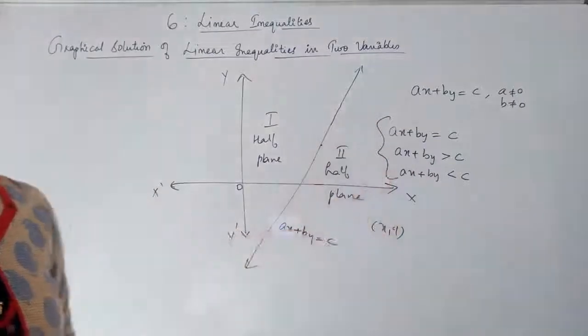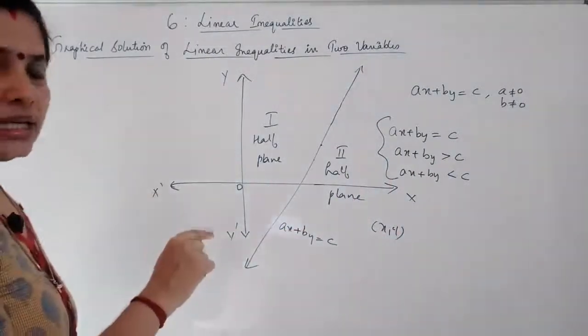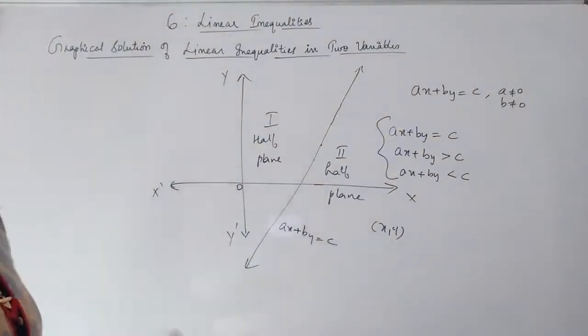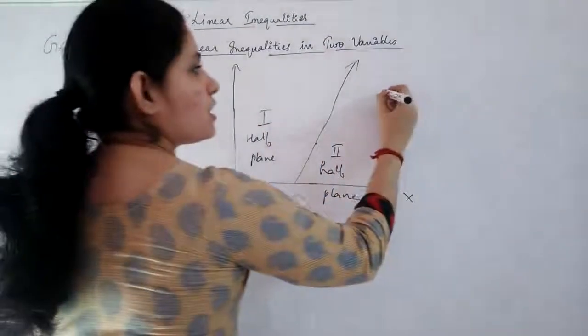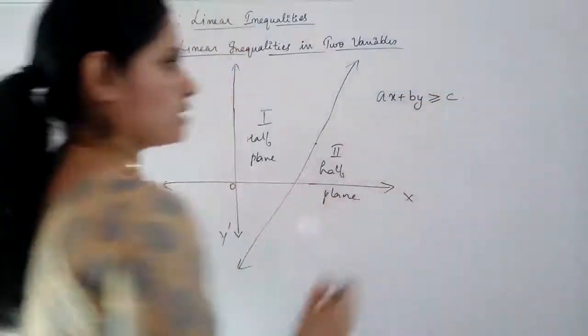Okay, so you can have three cases for all the problems. It can be on the line, it can be above the line, or it can be below the line, in either of the half planes. Okay. Now suppose you are considering an inequality ax plus by greater than or equal to c.